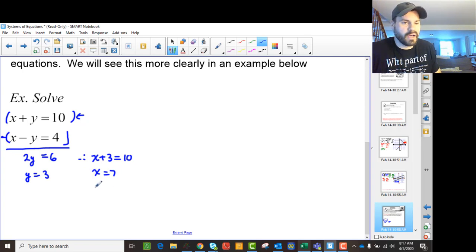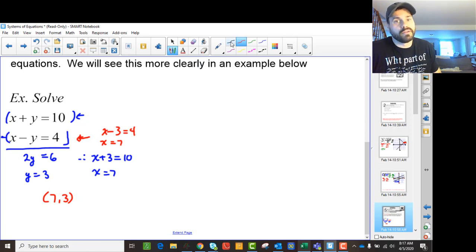And it doesn't matter, you can plug into either equation. I could have gone back to this equation instead and said x minus 3 is equal to 4, which would then mean that x is 7. It doesn't matter, you'll get the same thing. So my answer is 7 and 3.